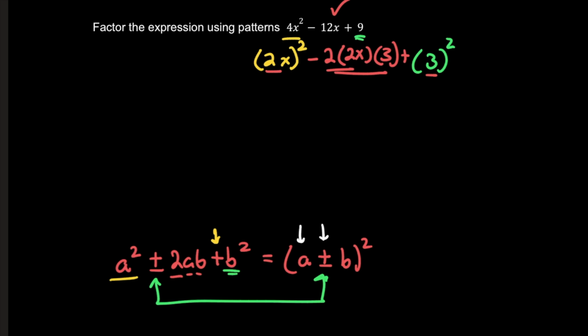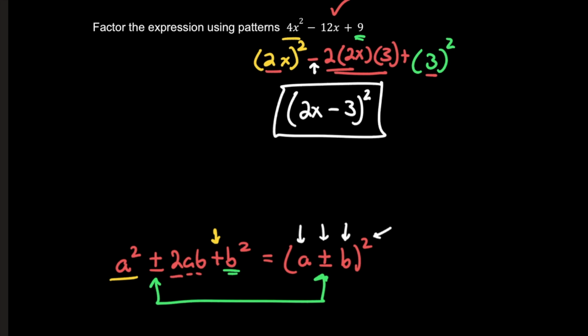So since we have identified that it follows this pattern, according to the pattern, the factor is a, keep that second sign, b. So in our case, 2x, keep the second sign, so our second sign is a minus, so 2x minus 3, and then that is in parentheses, being squared. So there are the factors.